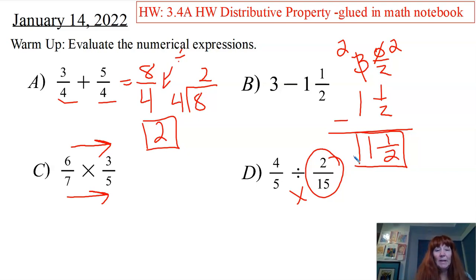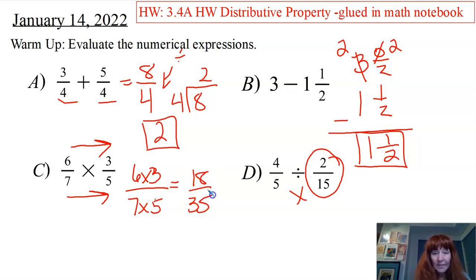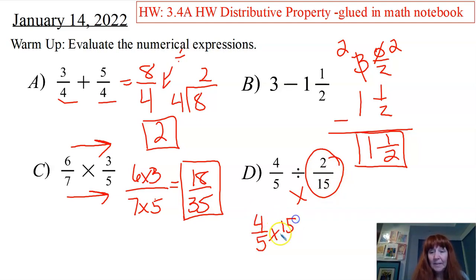Okay, so when I multiply across, I check out the numerators and the denominators, and I look for common factors. 6 and 5 don't have any common factors. 3 and 7 don't have any common factors, so I know I can't simplify before I multiply, so I just multiply across. I get 6 times 3 is 18. So maybe you like writing it like this first, 6 times 3 over 7 times 5, and I get 18/35. And I can't simplify. I know that because there were no common factors. All right, so when I flip the fraction and multiply, I get 4/5 times 15/2.